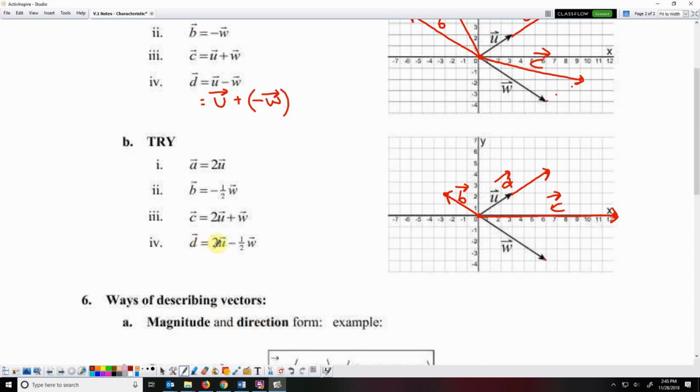And then d is 2 times u minus half of w, which is 2 times vector u plus the opposite of half of w. So here's 2 times vector u. This one is half of the opposite of vector w, so I need to string these 2 vectors together. This vector is left 3 and up 2, so from the end of this vector, left 3, up 2. From the initial tail to the final head is vector d.